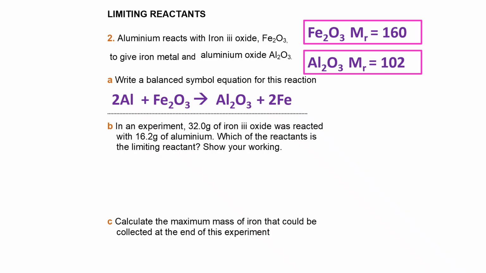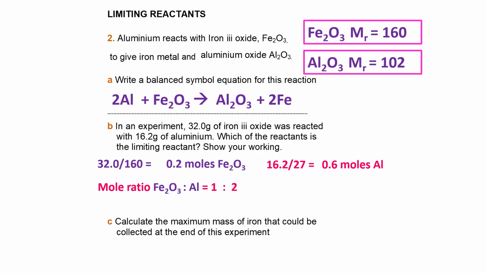Two more to do, folks. I've given you the balanced symbol equation for this one. Pause, try the calculation. You should have 0.2 to 0.6 moles of aluminium.